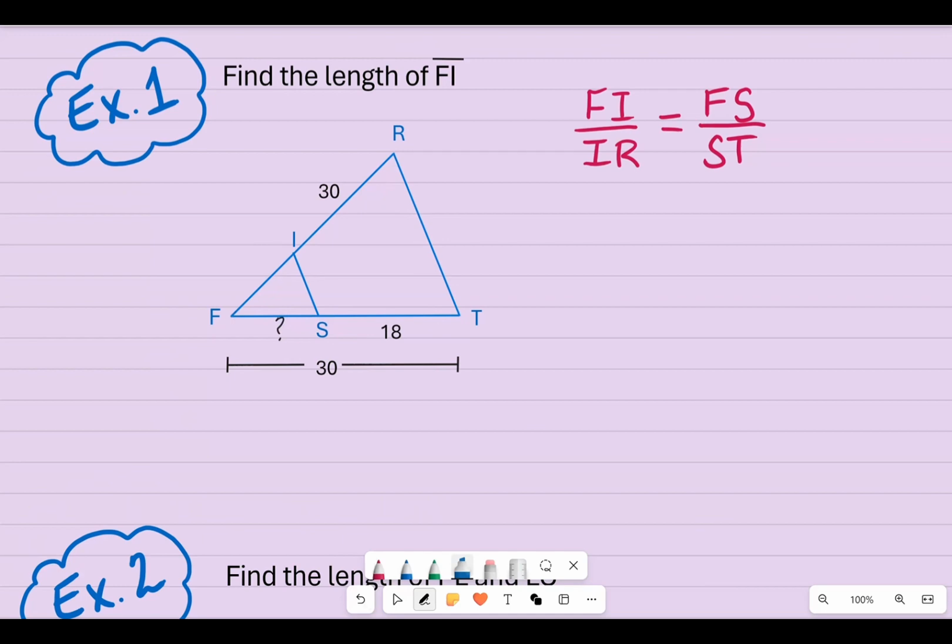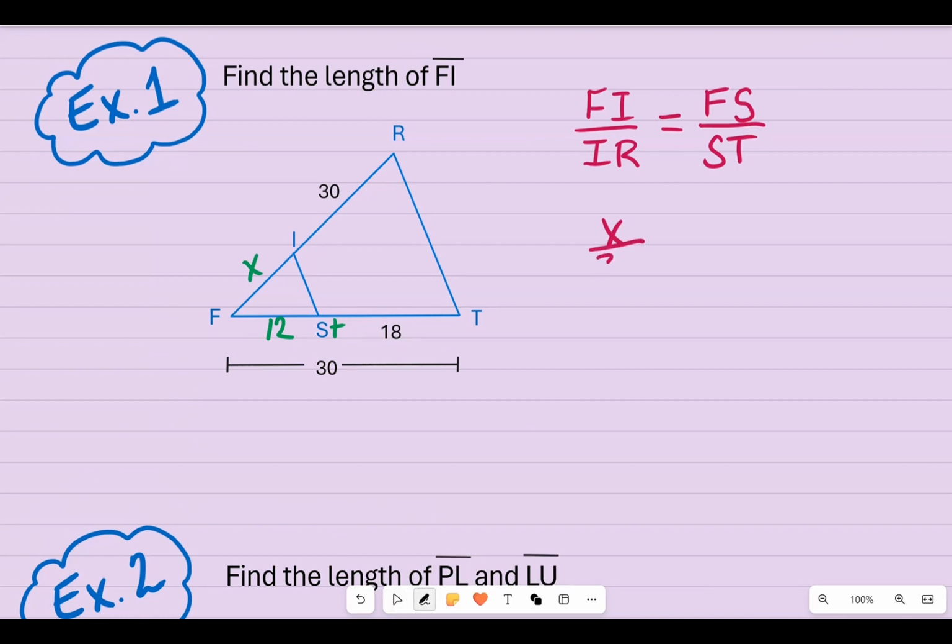I can just work backwards. 30 minus 18 would equal what? Once I simplify that, I can figure out that it's going to actually equal 12. 12 plus 18 equals 30. So that's what I'm going to use in the place of FS. And what I'm trying to find is the length FI. So I'm just going to go ahead and label both of those and substitute. So I have x for FI.